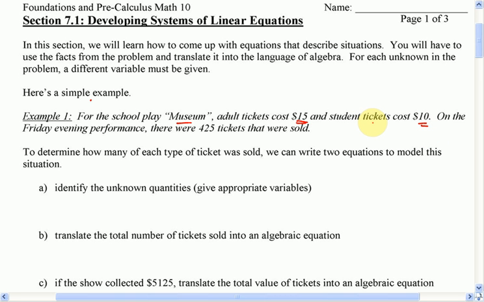Now, on the Friday evening performance, there were 425 tickets that were sold. Okay. Now, here's what I'd like us to do. It says to determine how many of each type of ticket was sold, we can write two equations to model this situation. Okay? Now, the first thing you always need to do when you look at these word problems is identify the unknown quantities. What are the two things that are unknown here? How many adults, not seniors, adults, okay? How many adults and how many youth?